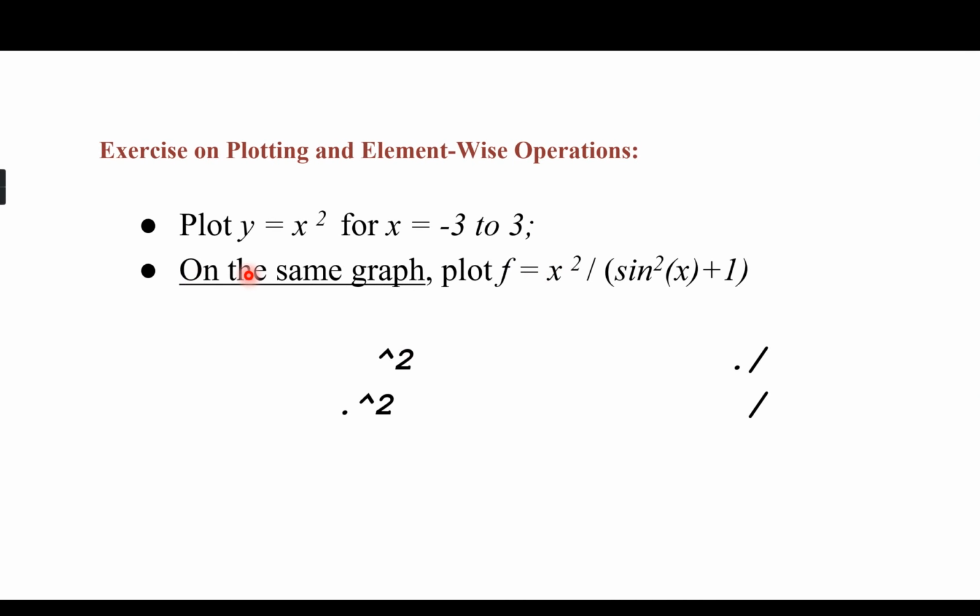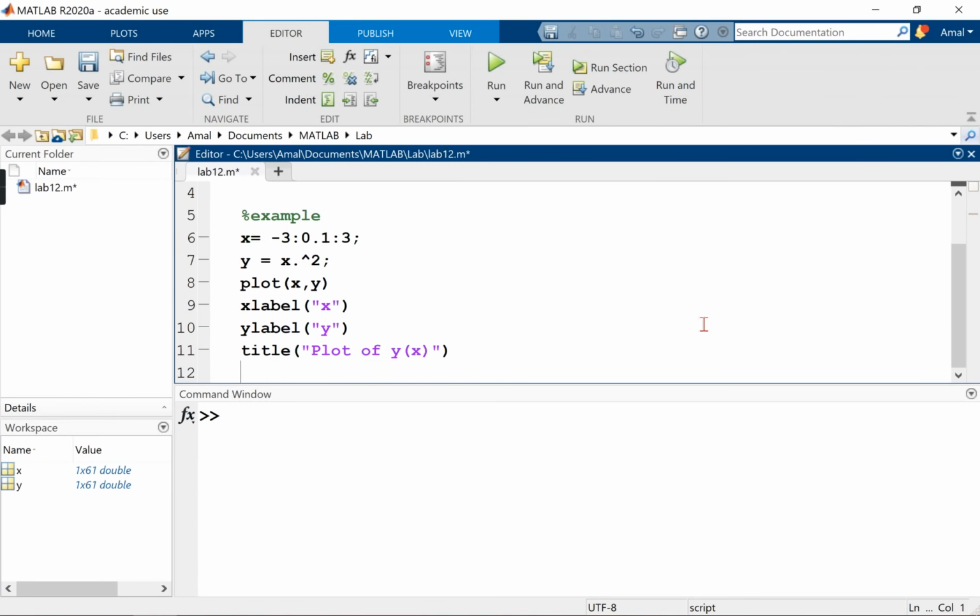Okay. The next part of the question asks me to plot another function, which is x squared divided by sine squared x plus 1, on the same graph. So f is x squared divided by sine squared x plus 1. Remember that sine squared of x is actually sine of x squared. So evaluate sine of x and then raise it to power 2.